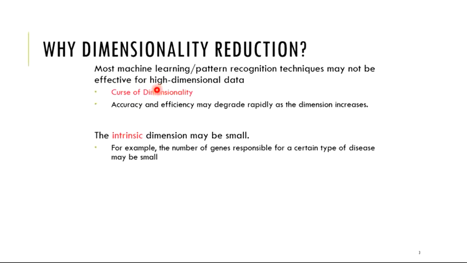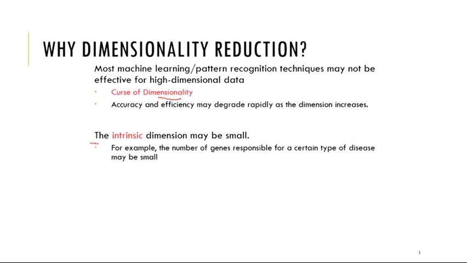Majority of the ML techniques that we know of are not very effective for high dimensional data. For example, we can consider a neural network or a KNN approach, and we see that the higher the dimensions of data, the more difficult it becomes for us to store or process that data. And this is known as the curse of dimensionality. Higher dimensions do not result in effective solutions. So we need to reduce the dimensions. Accuracy and efficiency degrade because of that.